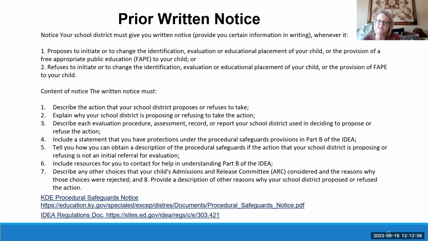When should parents receive prior written notice? As we've said, you as parents must receive prior written notice from the school a reasonable time before the school plans to take or refuses to take action related to the identification, evaluation, or educational placement of your child. Parents should also receive prior written notice a reasonable time before the school plans to take or refuses to take actions related to the provision of FAPE to your child.